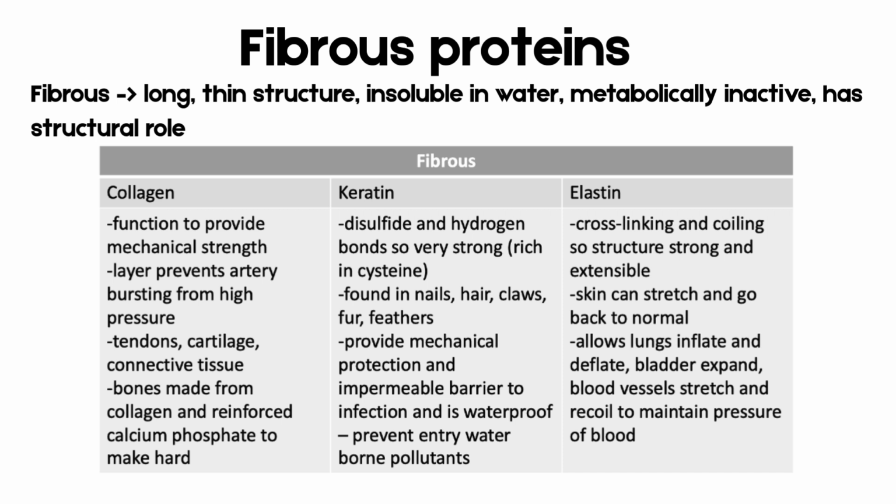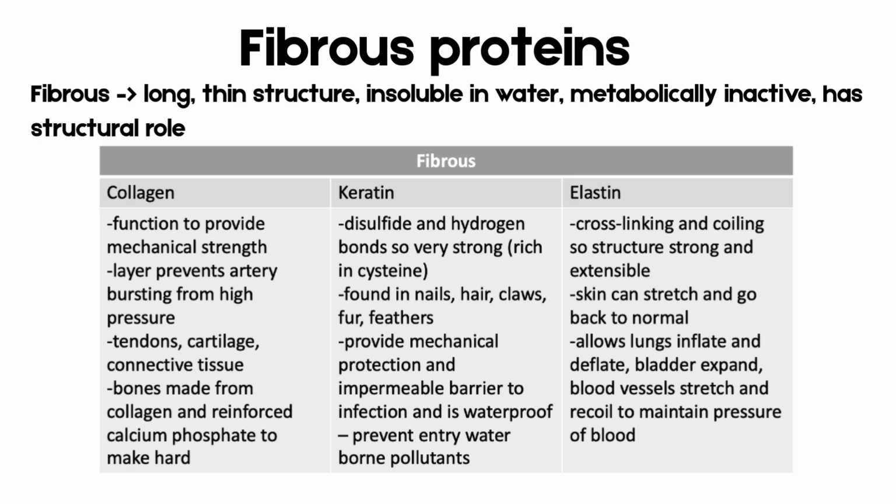Proteins can be fibrous or globular. Fibrous proteins are long, strong, and insoluble, making them ideal for structural roles. You need to know about these 3 examples. Collagen. It has a triple helix structure with many hydrogen bonds. It provides mechanical strength, found in arteries to prevent bursting, tendons, cartilage, connective tissue, and bones.